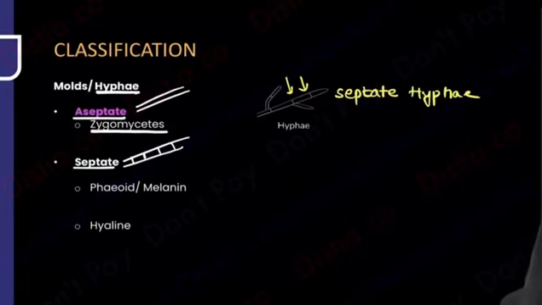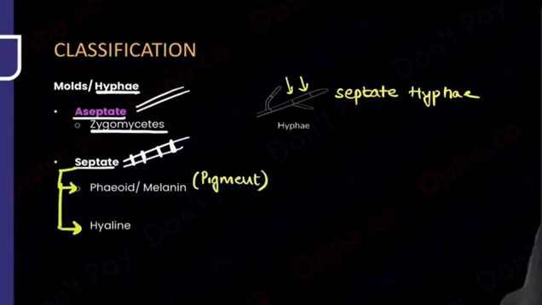Comes the tough part, which are all the ones which have septae. And if you see, I have divided them further into two categories. One is going to be phaeoid and the other is going to be hyaline. What do we mean by that? See, phaeoid has the word melanin written in front of it, meaning this is the one that is going to include a pigment. There is going to be some element of pigment. How have I learnt it? I'll tell you in a while. Hyaline, on the other hand, is not going to have any pigment.